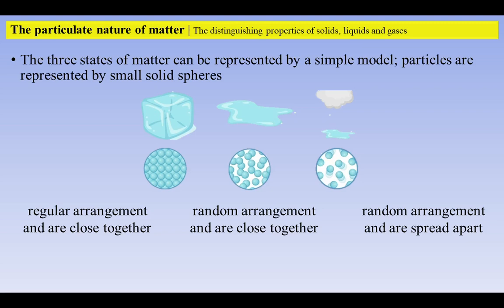And as you can see here in solids, which is the image on the left, we can see that those solid spheres are in a regular arrangement and they are close together, okay? They are close together in a regular arrangement. In liquids, the particles are in a random arrangement and they are close together. Okay, then in gases, as you can see here, the particles are randomly arranged and they are spread apart.